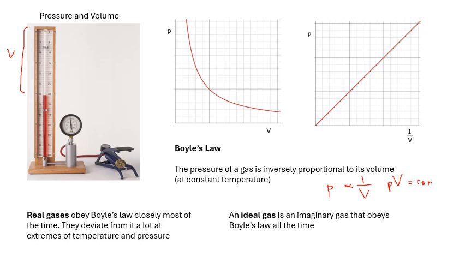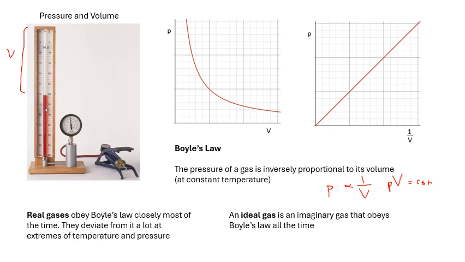There are 2 types of gas. There are real gases. Real gases, the air in the room that you're in is a real gas, okay? And real gases obey Boyle's law pretty well most of the time. At extremes of pressure, very high pressures, very high temperatures, and very cold as well, then they start to deviate a little bit, or a lot. But real gases obey Boyle's law most of the time.